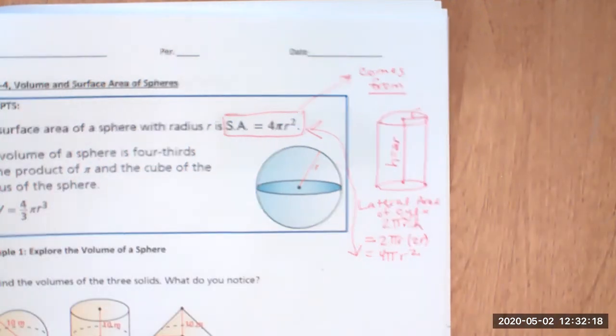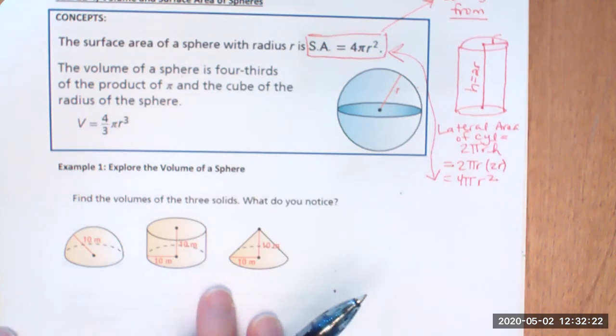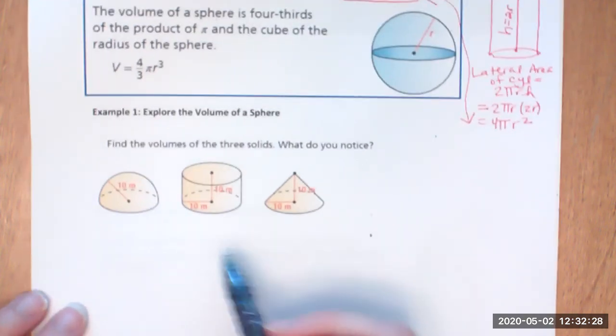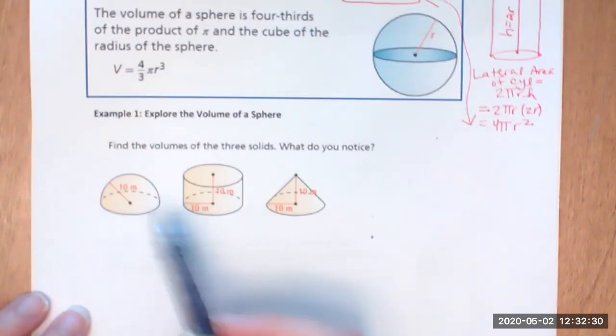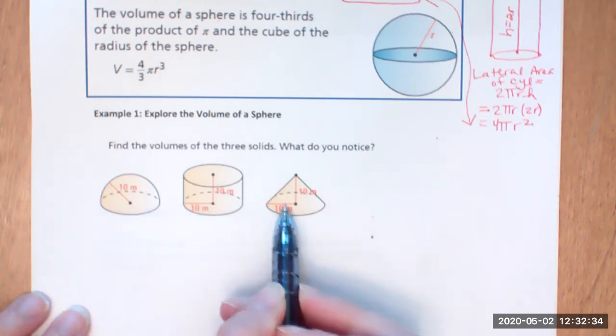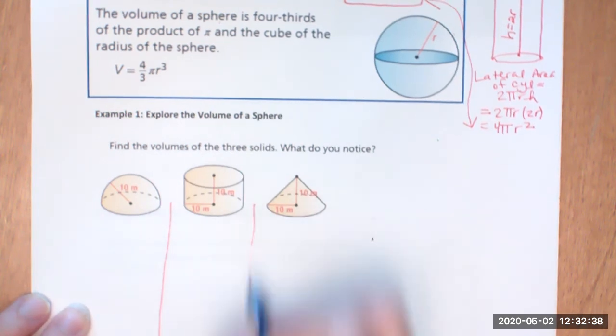All right, so we're going to do an example here, and this example is going to help us see where the volume formula of a sphere comes from, okay? So we're going to do a little bit of review here also. We're going to calculate the volumes of these 3 solids, okay? And I'll make a table here.